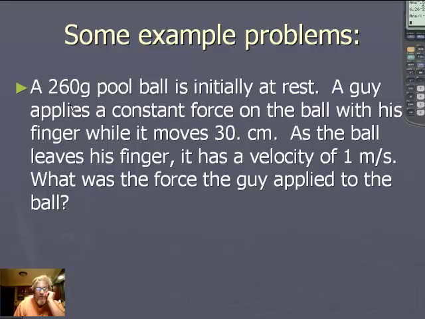Let's try this problem. You give it a try first, read through it, do analyze, plan, compute, evaluate, and see if you can come up with something. Stop the video and try and get the answer to this question. I'll come back in a minute and help you out.